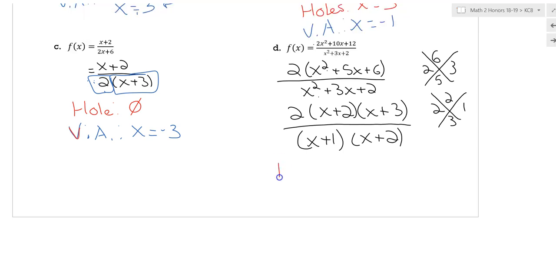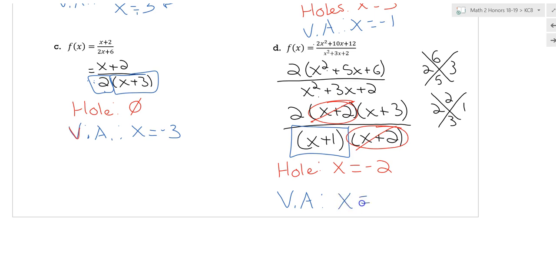So, starting with our hole, does anything cancel? Yes, I have an x plus 2 and an x plus 2 that cancel out. So that means I have a hole at x equals negative 2. Vertical asymptote, do I have anything left in my denominator? Yes, I have an x plus 1, so that means x equals negative 1.